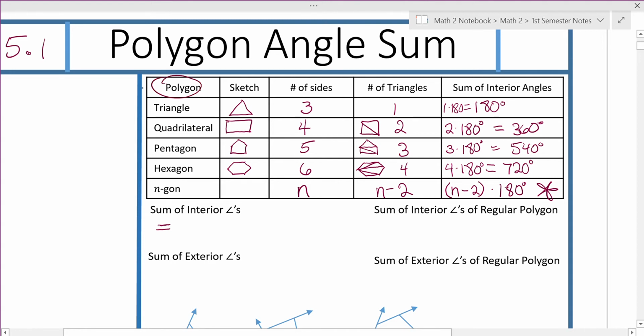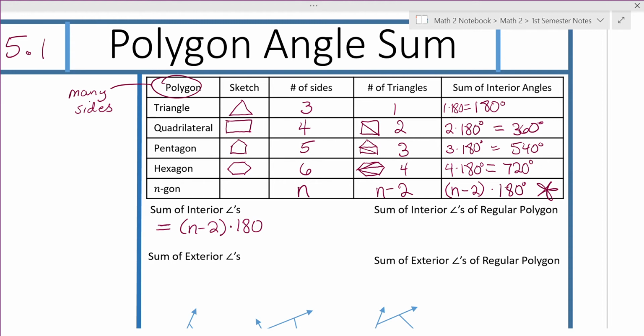Poly means many-sided, right? Polygon means that it has many sides. So the sum of the interior angles of any polygon would be n minus 2 times 180. So we can use this to figure out if we have a 30-sided polygon, we do 30 minus 2 and multiply that by 180 to figure out the sum of its interior angles.